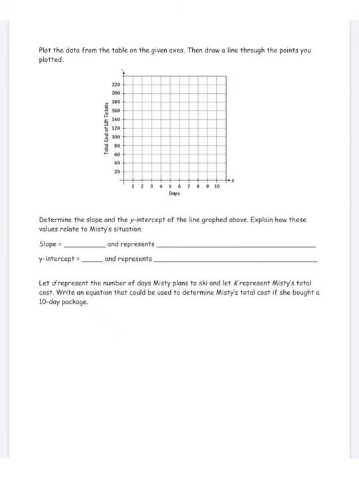So then it asks us to plot the data from the table on the graph. And notice the days are plotted on the x-axis and the amount of money, the cost for the lift tickets, is on the y-axis. And they're already numbered for you. So we know that 0 days was at $80. 1 day was at $100. 2 days was at $120. 3 was at $140. 4 was at $160.